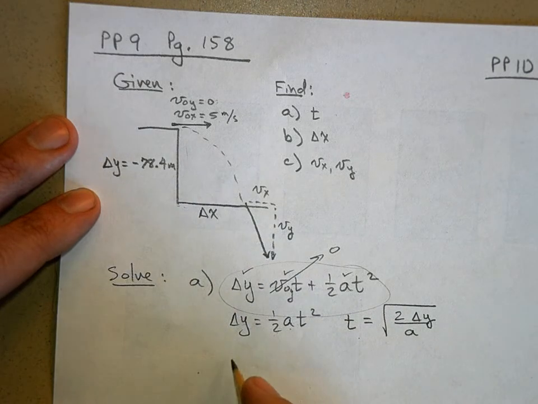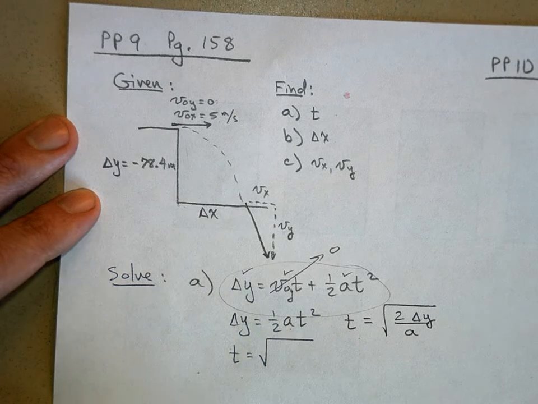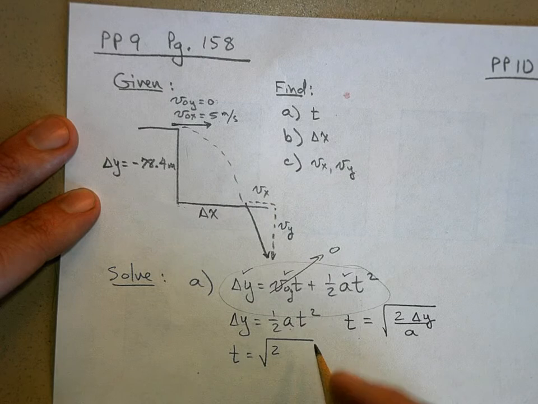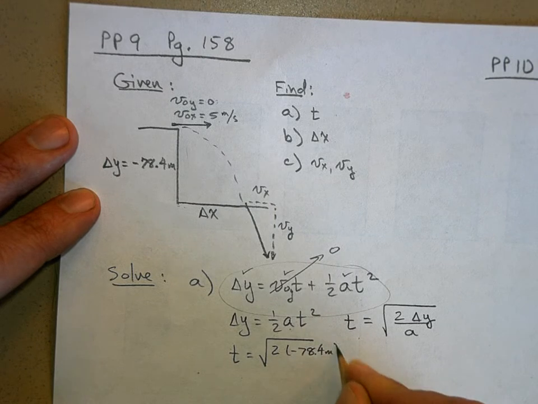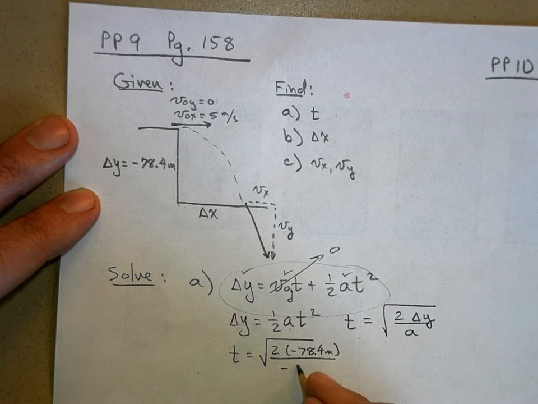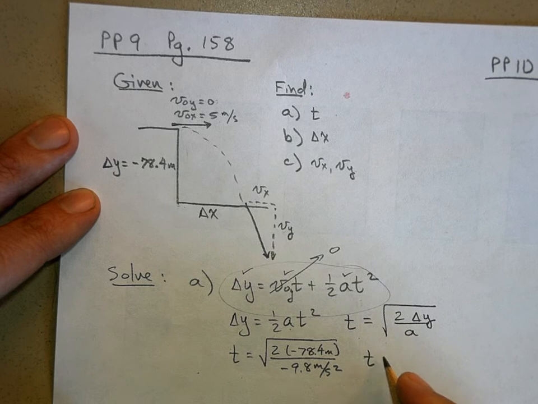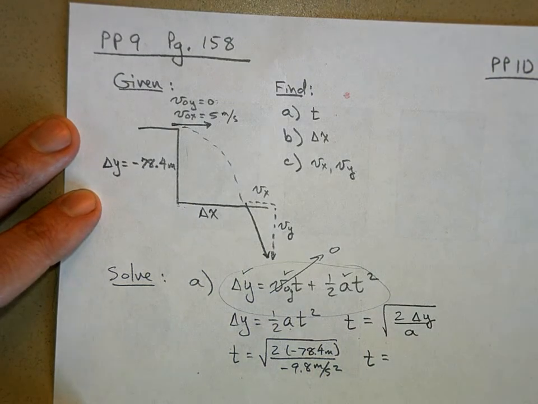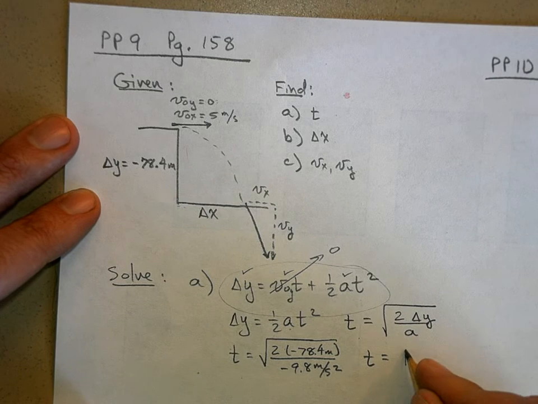Now we're going to plug in the numbers. So time is equal to the square root of 2 times delta y, negative 78.4 meters, divided by negative 9.8 meters per second squared. And when you plug that into your calculator, you should get 4.0 seconds.